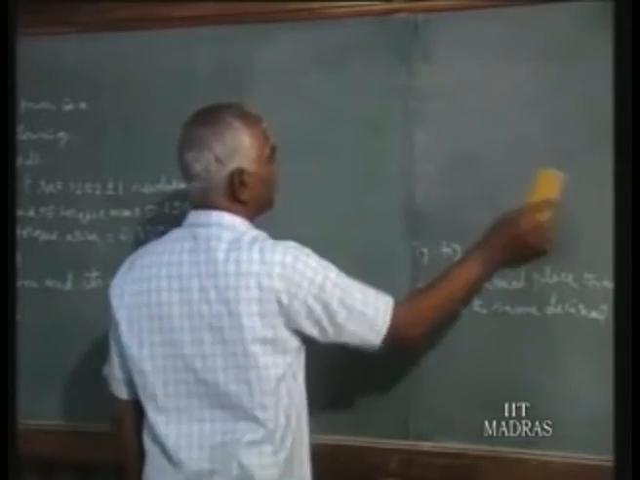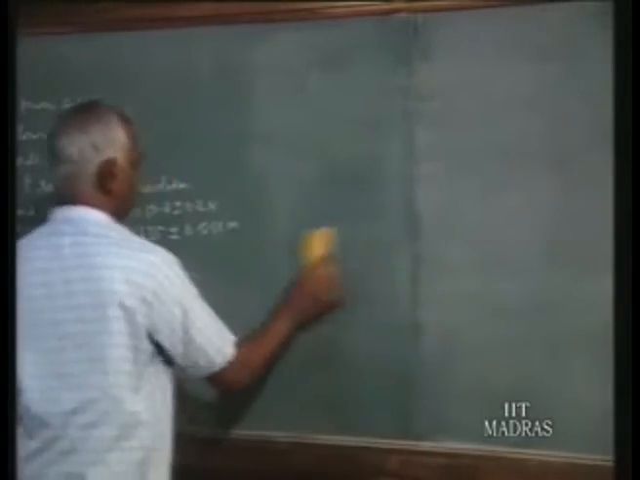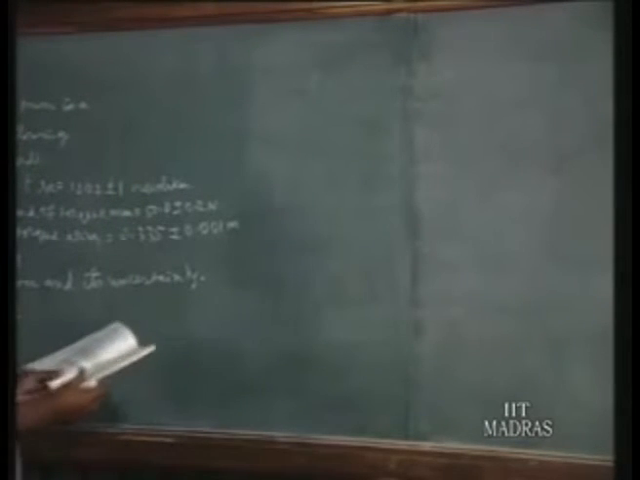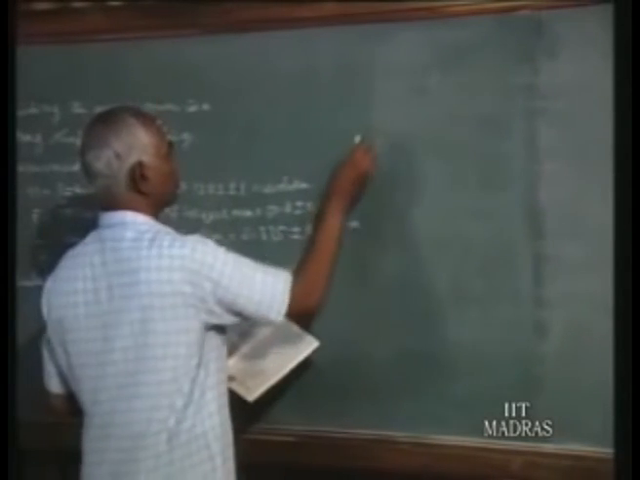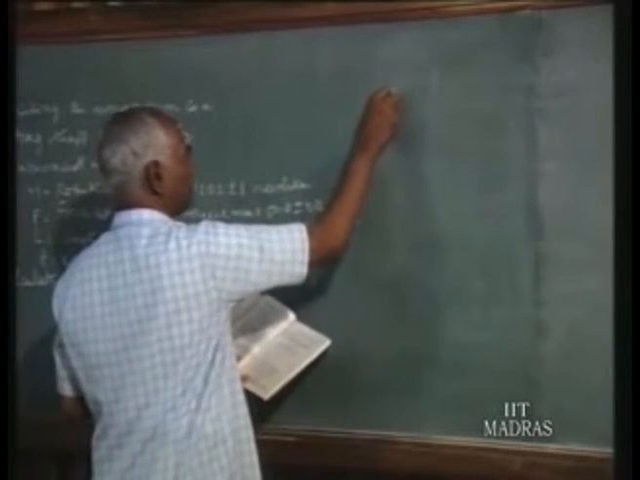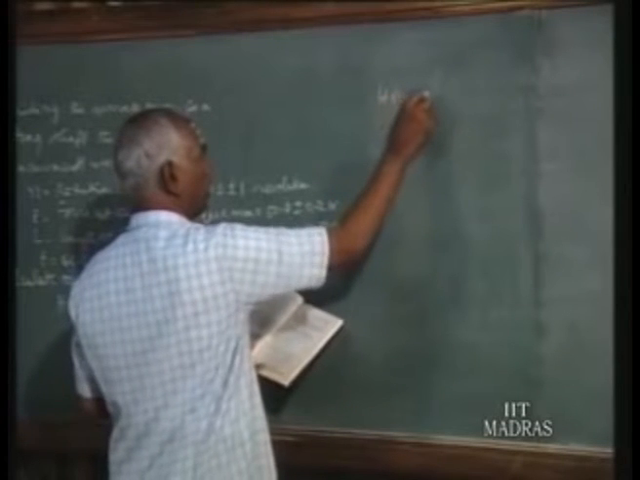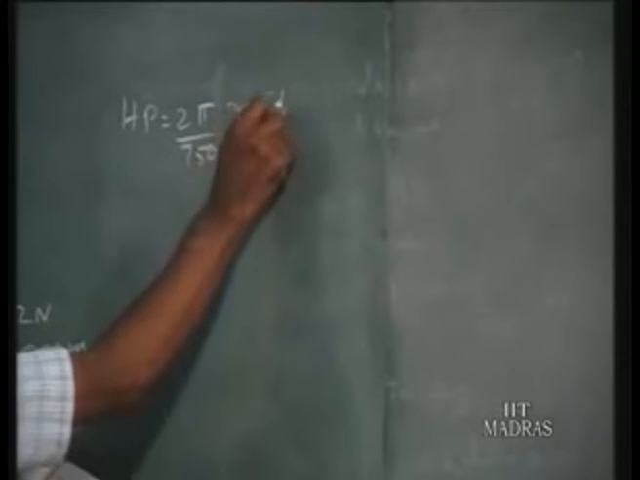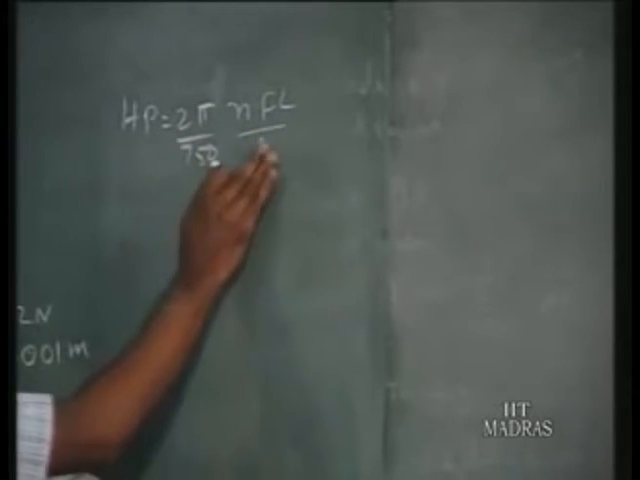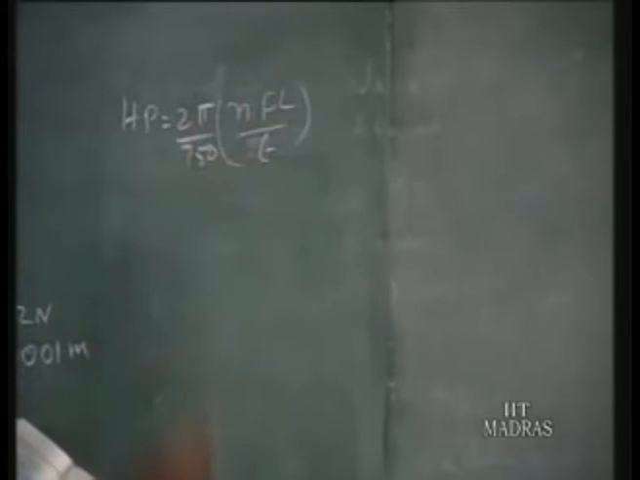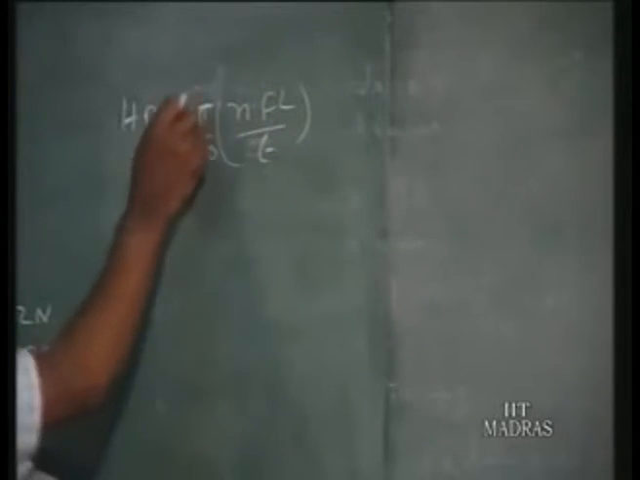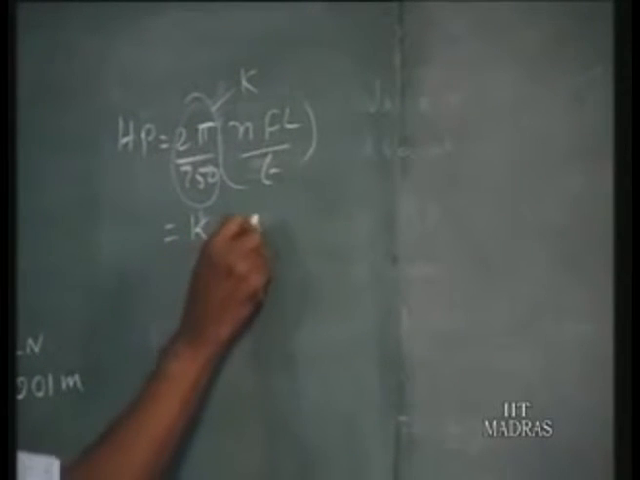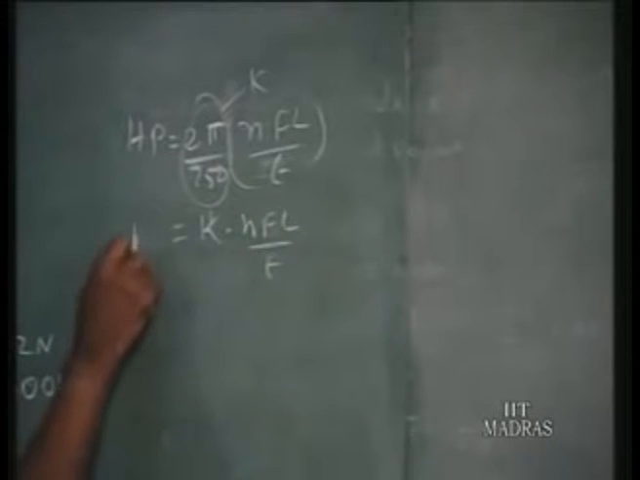So, we first compute the partial derivatives. Anyhow, I can write the following way: hp is equal to 2 pi by 750 into n f l by t. So, one part is constant, so I will write the whole thing as k. So, write k into n f l by t. So, this is horsepower.